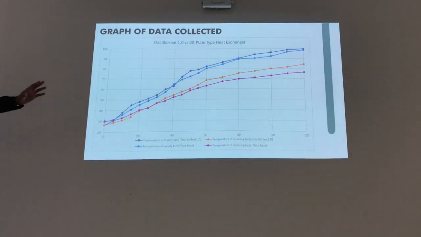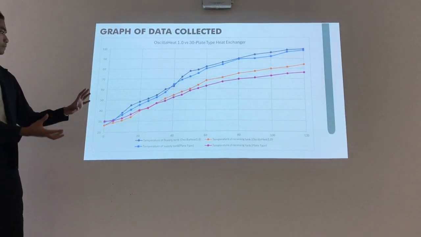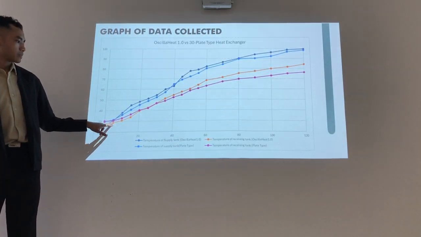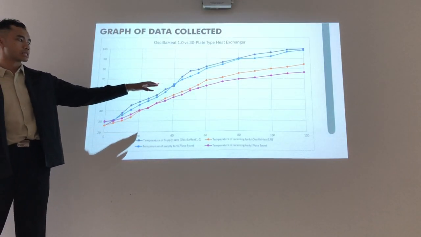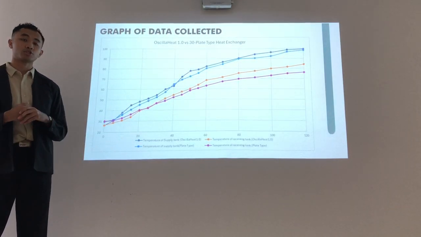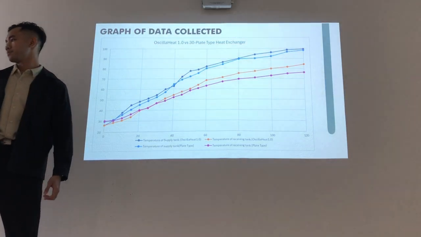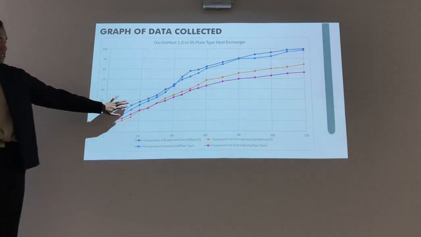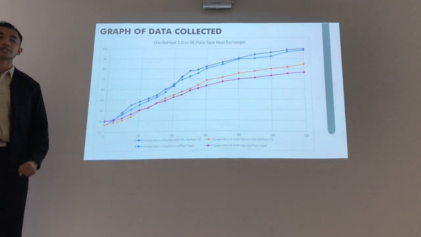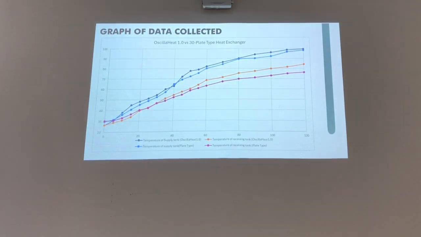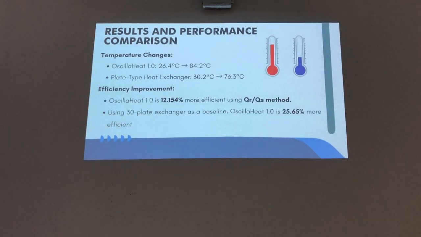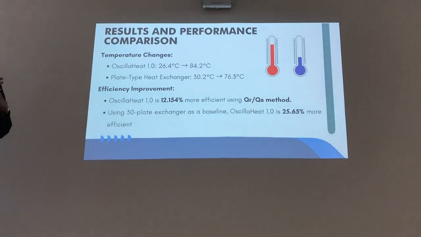So then I managed to craft a graph out of it. As you can see from the orange line, it's performing better than the plate type heat exchanger itself. The top one is basically comparing it to the temperature of the supply tank, which goes up to almost 100 degrees. So basically these are the comparisons between the two.